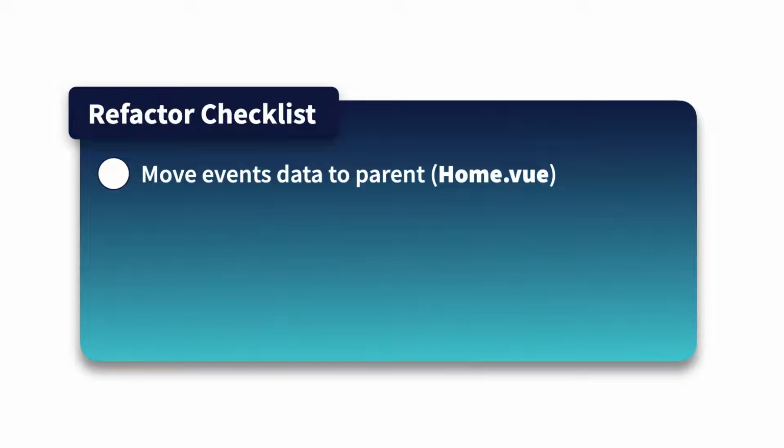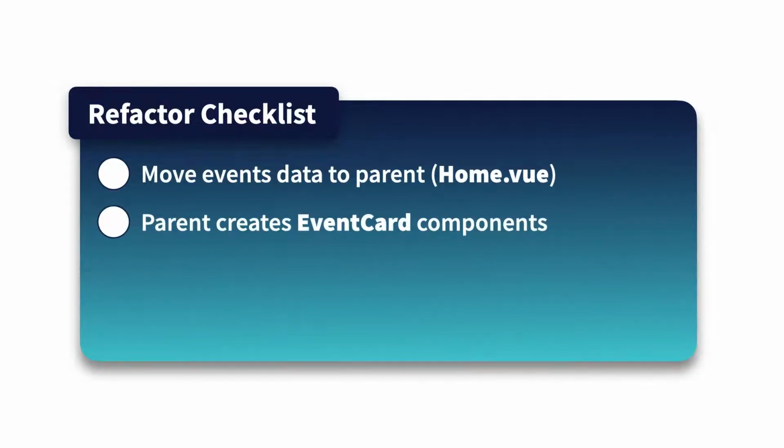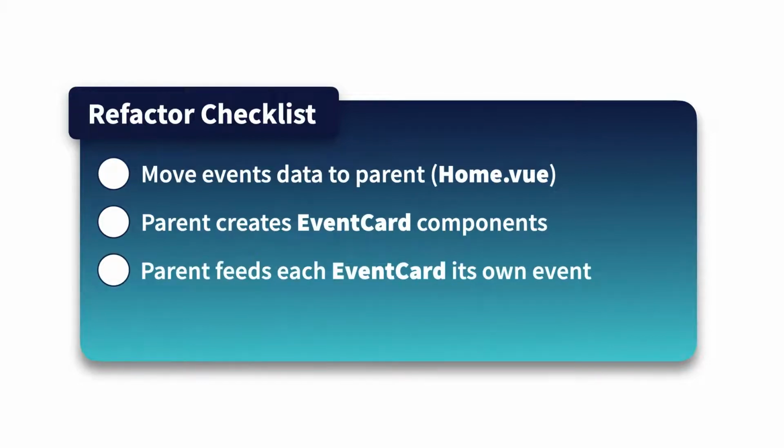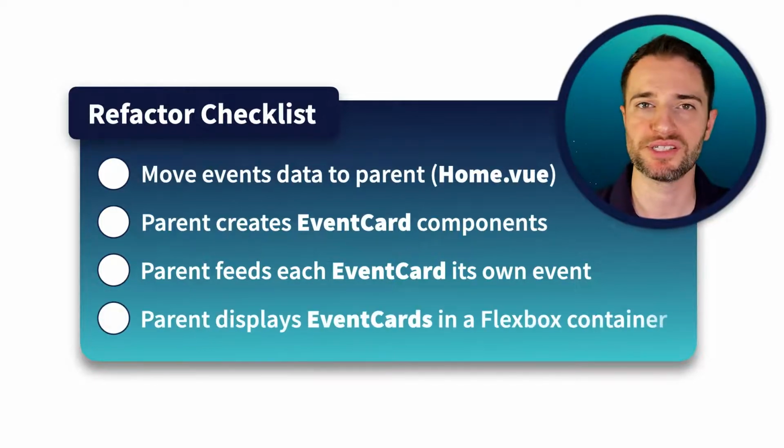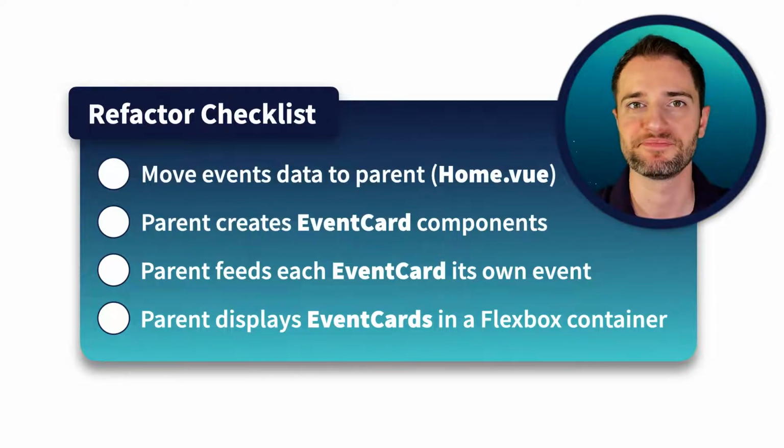Which leads us to the second to-do item, where we'll set up the parent to create our event card components based on that event data that it has, feeding each of those event cards its own event through a prop. And then finally, to make things look good, we're going to wrap all those event cards in a Flexbox container.